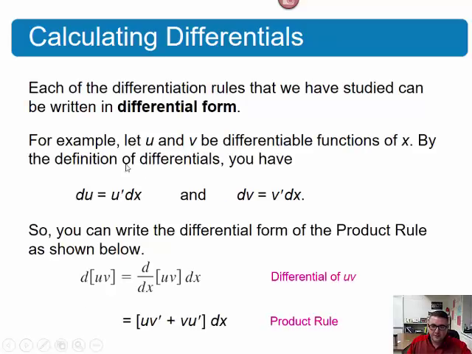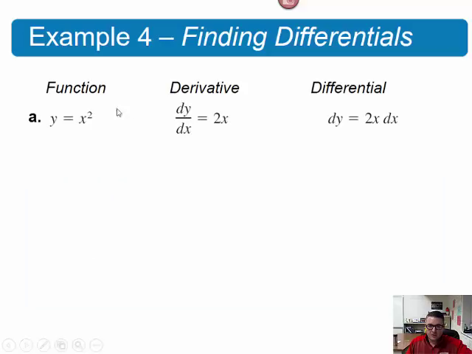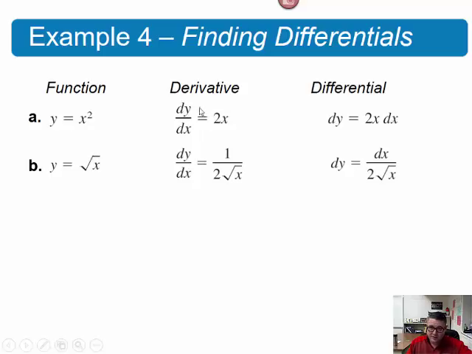All right, calculating differentials. This is pretty straightforward. Let me just take you to the table. So for example, if I give you the function x squared, the derivative of y with respect to x is 2x, and then you simply solve for dy. So it would be 2x dx. All you do is take the derivative, dy/dx equals the derivative, and then you just solve for dy, and there it becomes your differential.